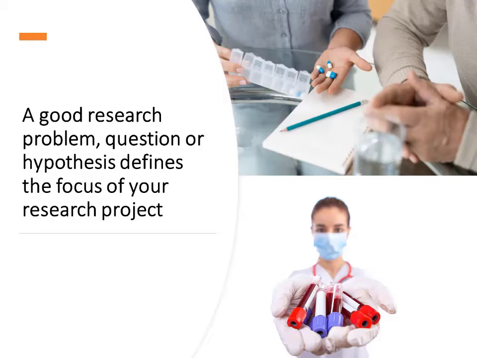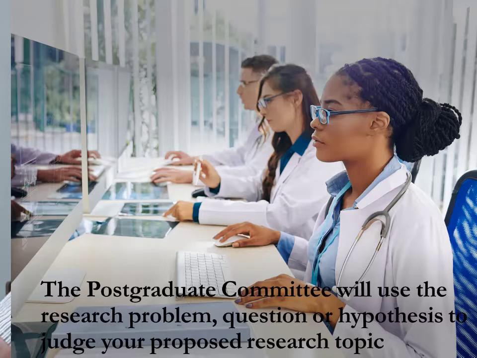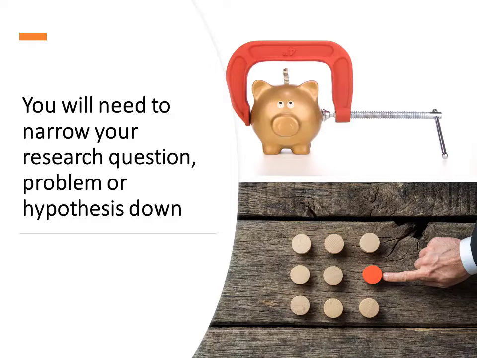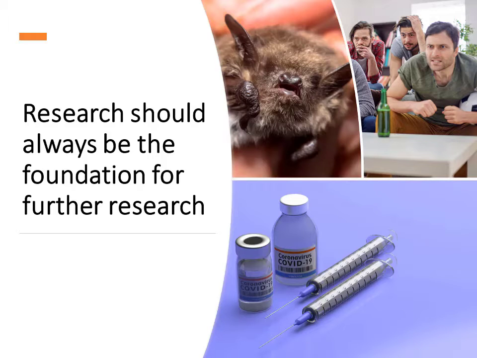A good research question, problem or hypothesis defines the focus of your research project, and the focus should be aimed at achieving the purpose of your research. The postgraduate committee will use your research problem, question or hypothesis to judge if your proposed research topic meets the requirements for the project. You will need to narrow your research problem, question or hypothesis down to a project that you will be able to cope with, bearing in mind how much time and funds you have available for your research. Also keep in mind that research should always be the foundation for further research.